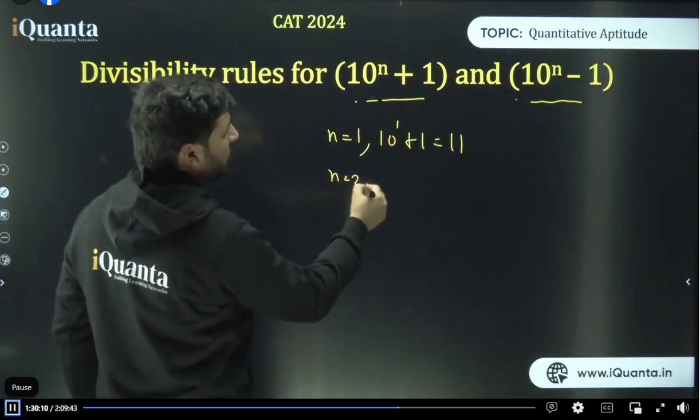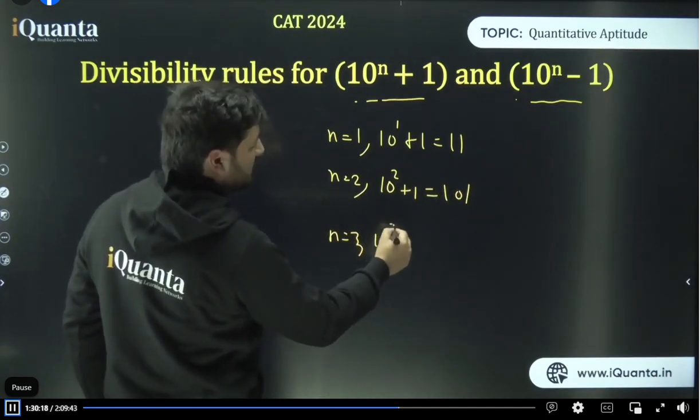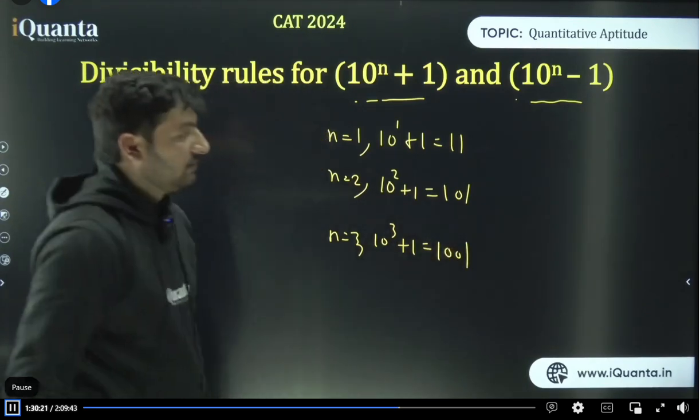If you put n equal to 2, what will you get? 10 square plus 1, which is 100 plus 1, that means 101. If you put n equal to 3, you will get 10 cube plus 1, that means 1000 plus 1, that means 1001. Is this clear to everyone?